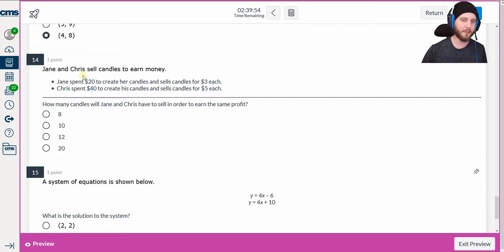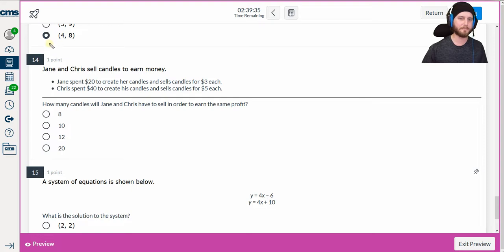It says, Jane and Chris sell candles to earn money. Jane spent $20 to create her candles and sells them for $3 each. Chris spent $40 and sells his candles at $5 each. So think about what that means when you're thinking of how to create an equation.